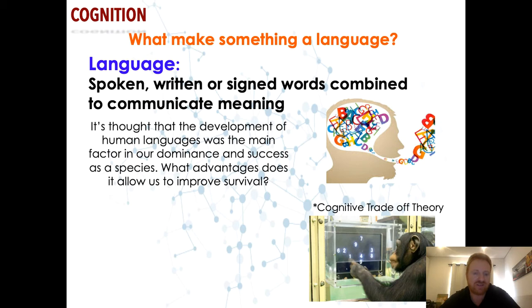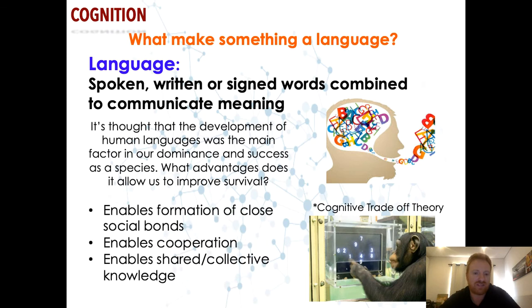Why is it that we developed language, and how did that help us survive? Well, the idea is that it allows us to form very close social bonds with each other, and we are such social animals. It's really this social ability that allows us to thrive as a species and dominate, because it allows us to cooperate.